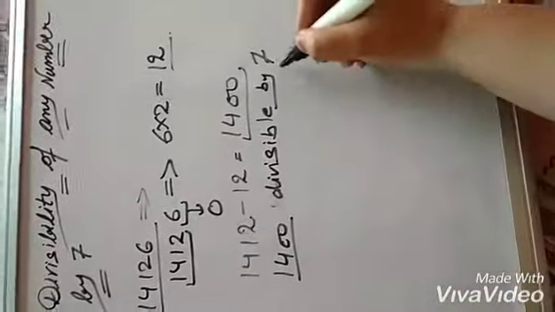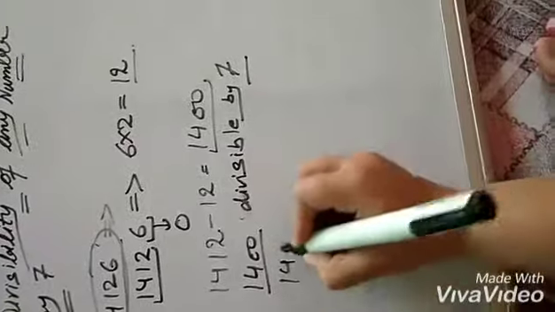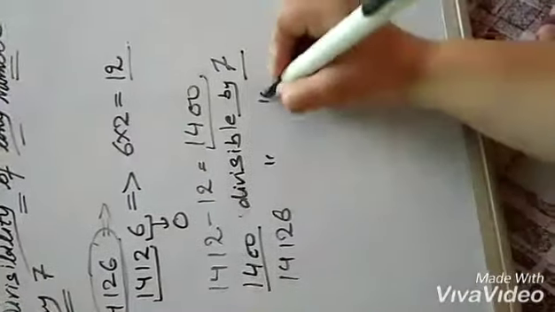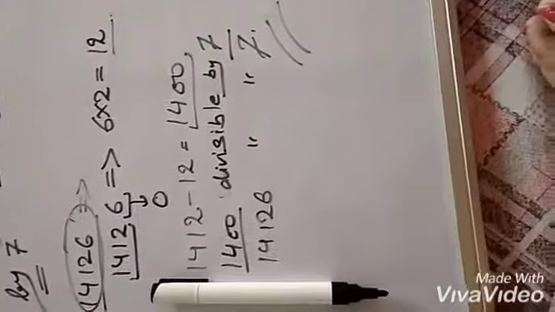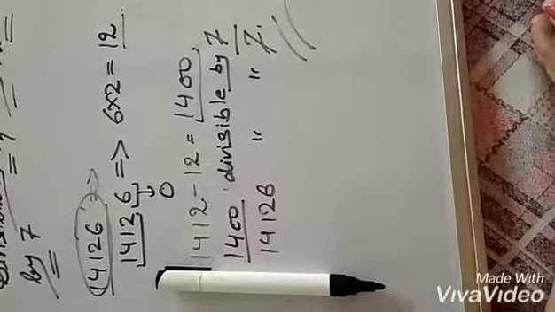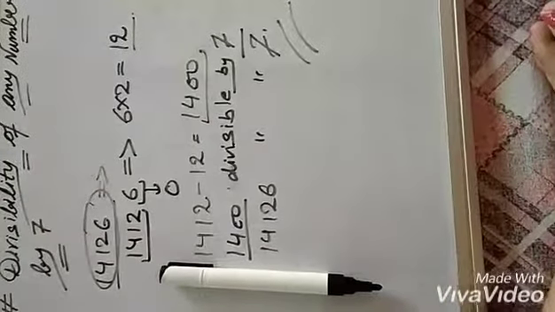As I know this number is divisible by 7, I can say that the whole number which I wanted to check the divisibility of is also divisible by 7. I hope this video will really help you to solve your questions within a few minutes.